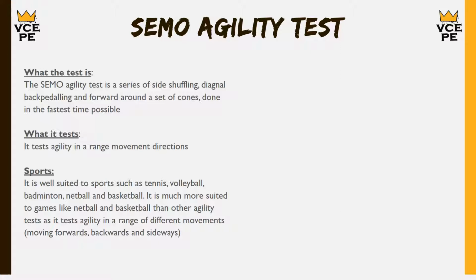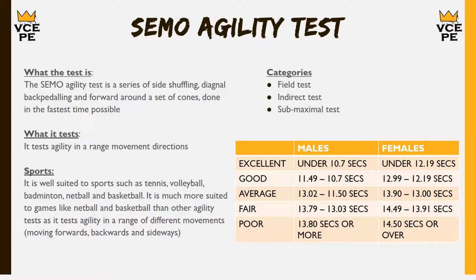Now, this one's more specific to sports that involve moving backwards and sideways as well, because in the Illinois agility test, you're always moving forwards. And I'll explain what this means in a second. So again, it is a field test, it is an indirect test, and it's a sub-maximal test. As we mentioned before, people are going at 100% here, but the reason why they stop the test is not because they are exhausted, it's for the fact that they've finished the test in a quick period of time. And again, I'll just let you have a look there, but for males, they want to be trying to do this under 10.7 seconds, and for females, 12.19 seconds will get you in the excellent category.